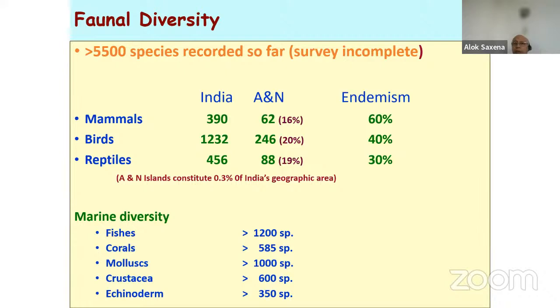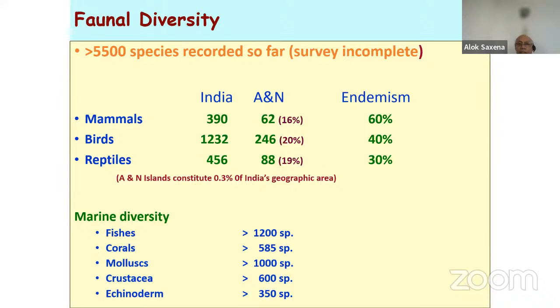Birds are also about 20%, and reptiles. And endemism is very high. For mammals, 60% are endemic to these islands. Birds also 40%. And reptiles, 30% of reptiles are endemic.